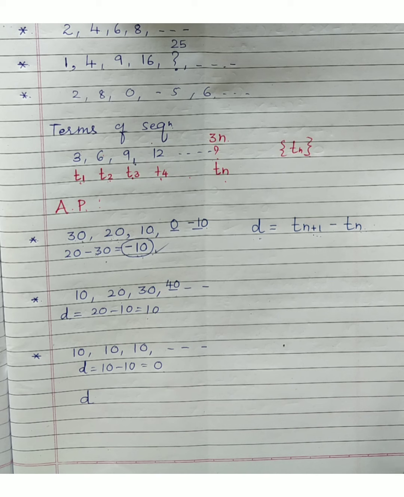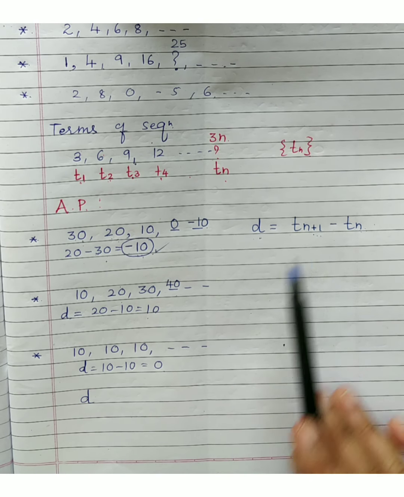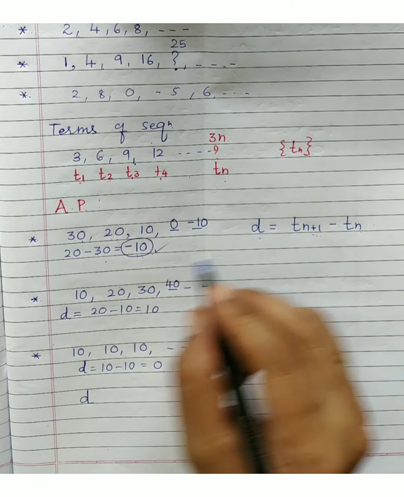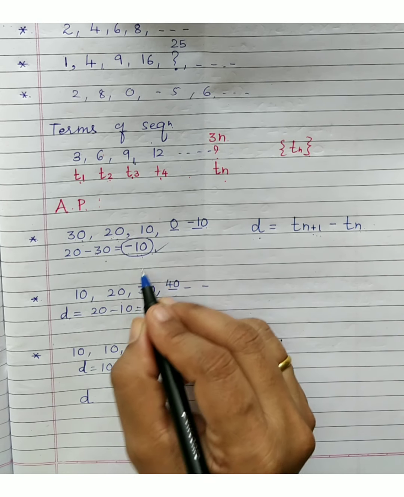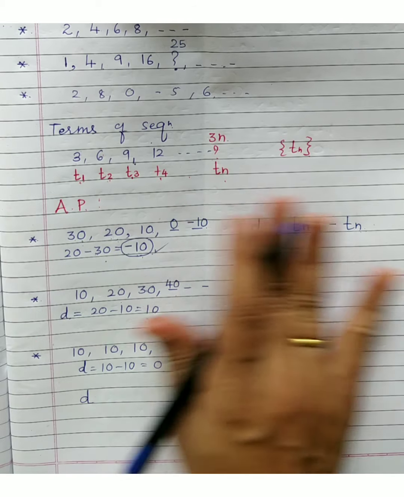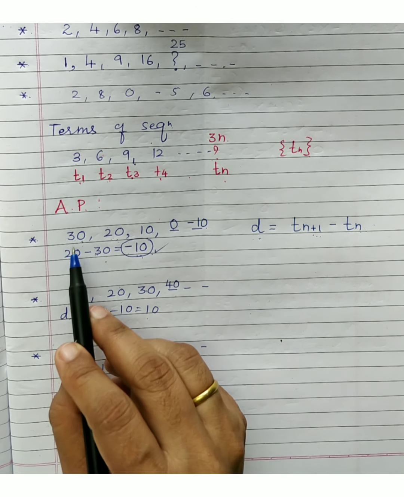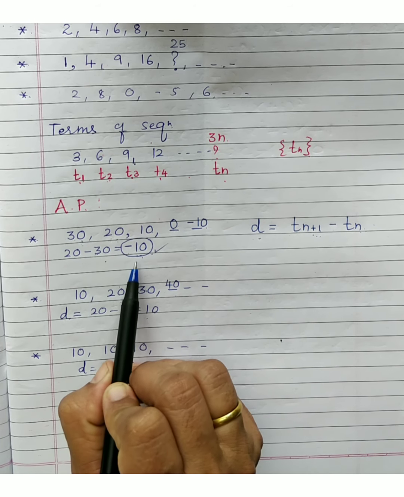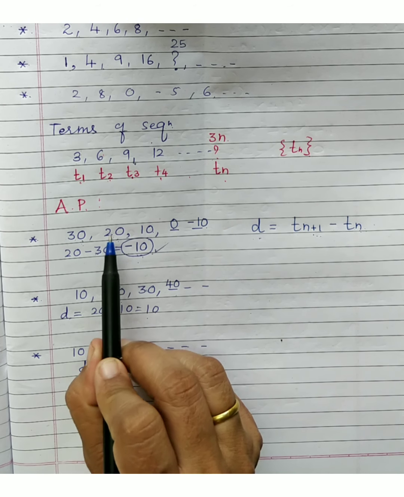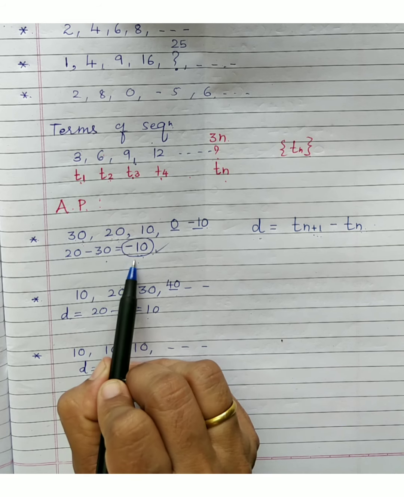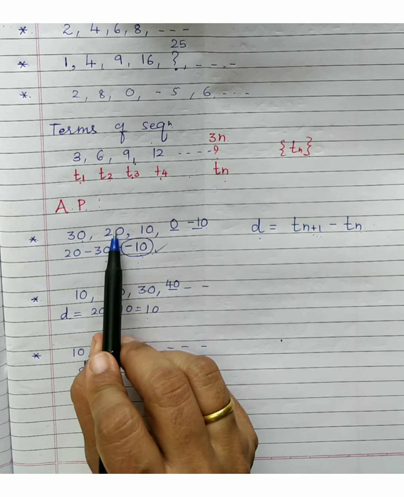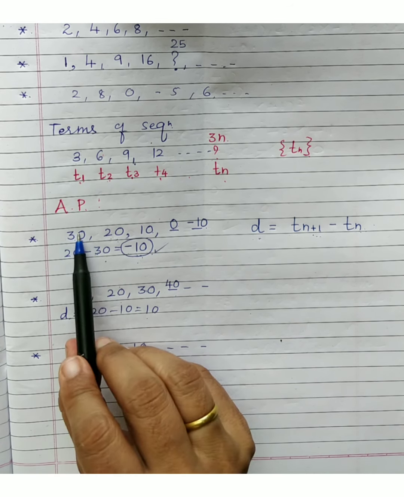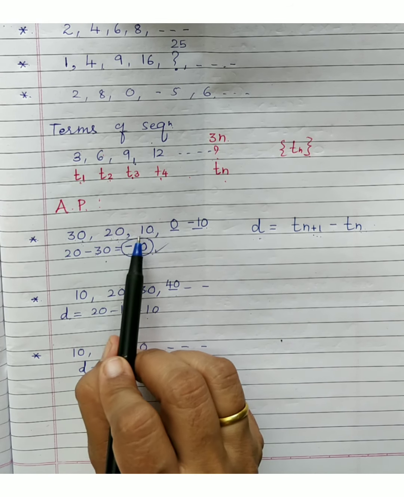One more point you must have understood right now, along with these three or four points I have explained: if you only know the first term and the common difference, the entire AP can be obtained. For example, if we are given that the first term is 30 and the common difference is minus 10, what will be the second term? 30 minus 10. Next will be 20 minus 10, or 30 plus 2 times minus 10, that will give you 10.